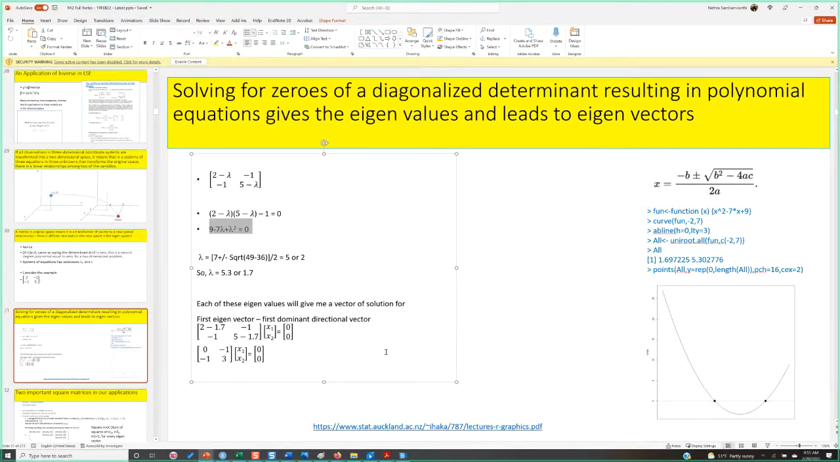Are you able to understand what I'm saying so far? This determinant, I'm going to do the hand calculation and then show it to you in R. Are you with me?